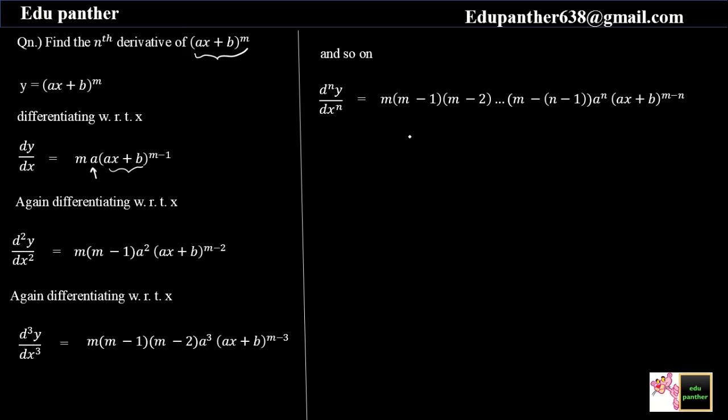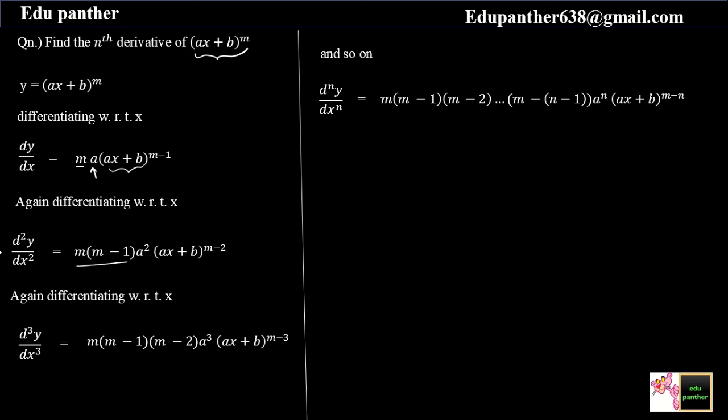Now let's see how I have written the expression for the nth order derivative. When it was the first order derivative, we had m, the power of a was 1, and ax plus b had the power m minus 1. In the second order derivative we got m into m minus 1, the power of a became 2, and the power of ax plus b became m minus 2. And similarly for the third order derivative.